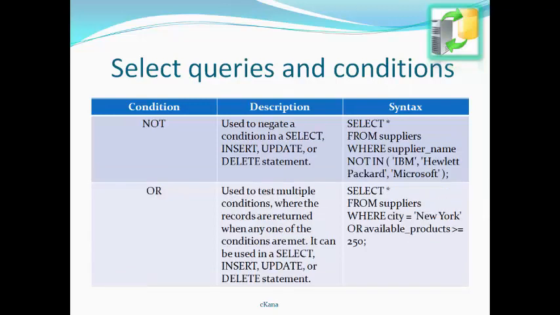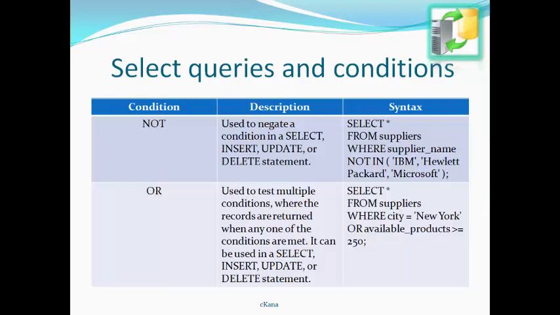Then we have the NOT condition. This is used to negate a condition in a select, insert, update, or delete statement. For example, select asterisk from suppliers where supplier name not in IBM, Hewlett Packard, Microsoft. This is the exact opposite of the previous condition. This example would return all the rows from the suppliers table where the supplier name is neither IBM, Hewlett Packard, nor Microsoft. Sometimes it is more efficient to list the values that you do not want as opposed to the values that you do want. This can be a requirement sometimes.